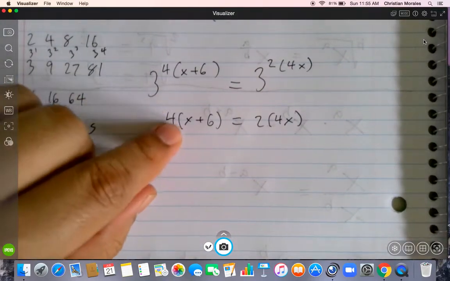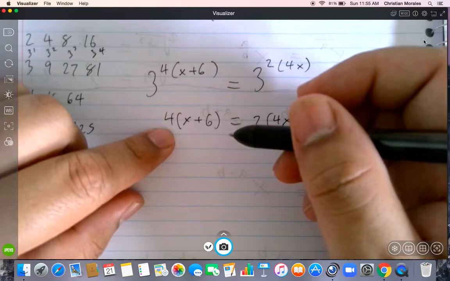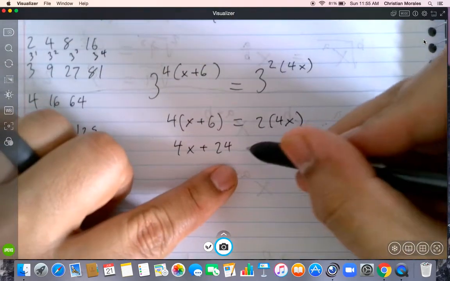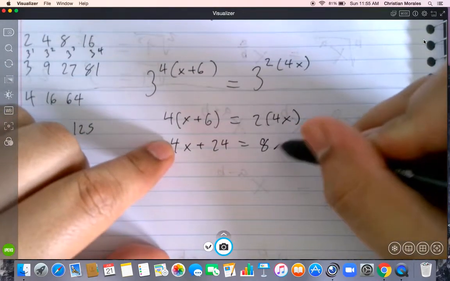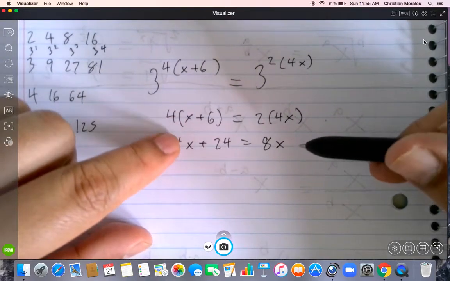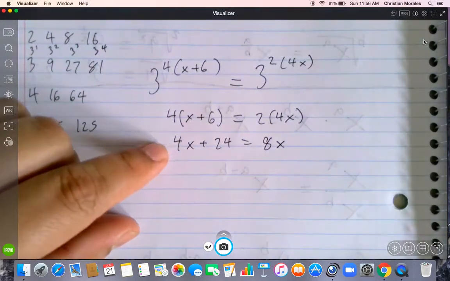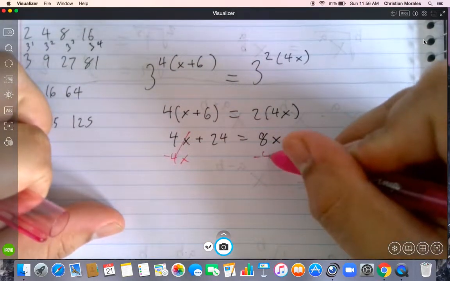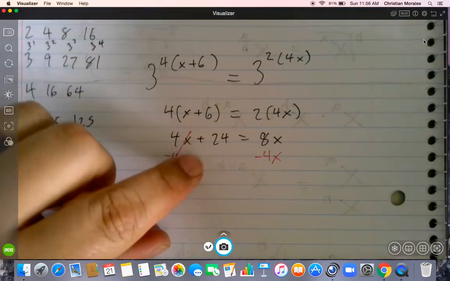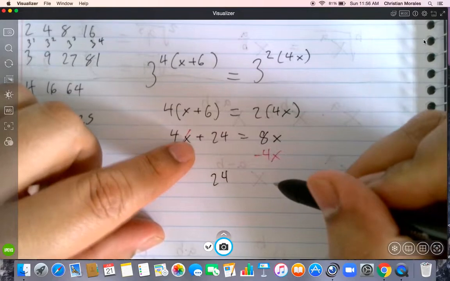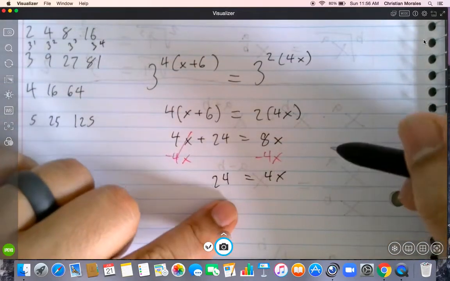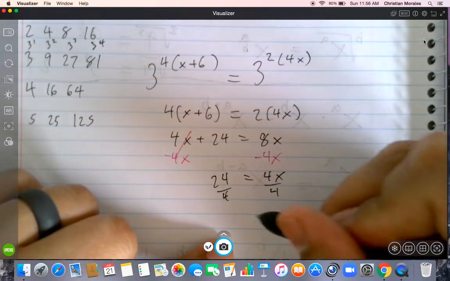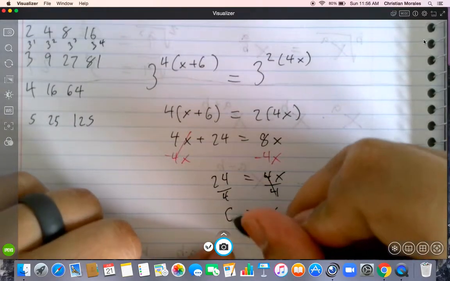So if you're going to multiply this, you're going to have to distribute, right? So this would be 4x plus 4 times 6 is 24. And 2 times 4x would be 8x. Okay, there's 2 x's on 2 different sides, so I can't just add them. I have to move one of them. So I'm going to move this one, cancel it out, and move it over here. So this will leave me with 24 equals 4x, and then divide both sides by 4, and I get x equals 6.